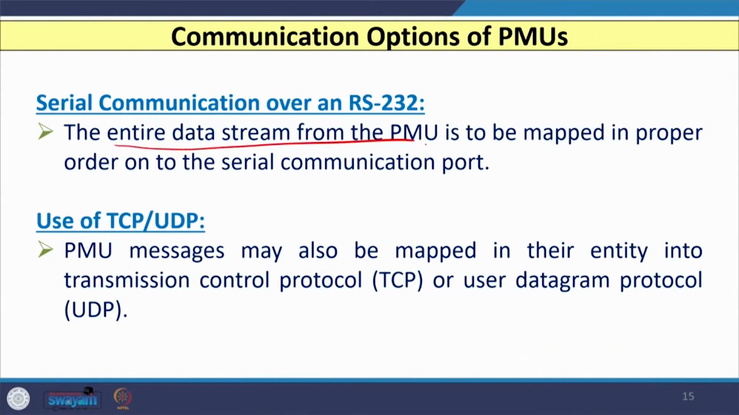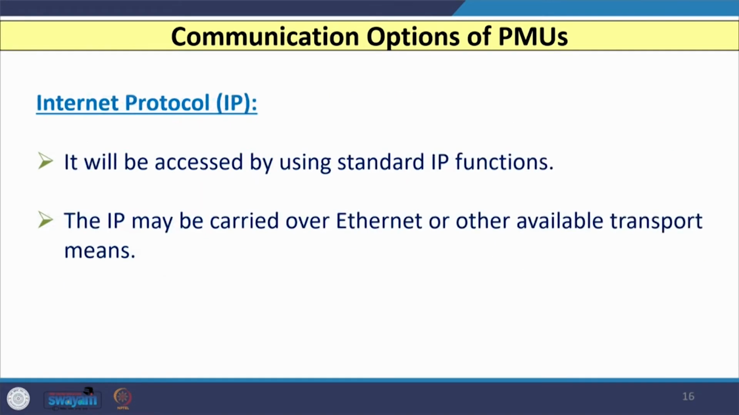To achieve this, normally we can go for serial communication using the RS-232 port. So, the entire data stream from the PMU is to be mapped in proper order on the serial communication port. We can also go for the transmission control protocol, that is TCP, or we can also use the user datagram protocol, that is UDP. So, PMU messages may also be mapped in their entirety into TCP or UDP. Like this also the communication is possible.